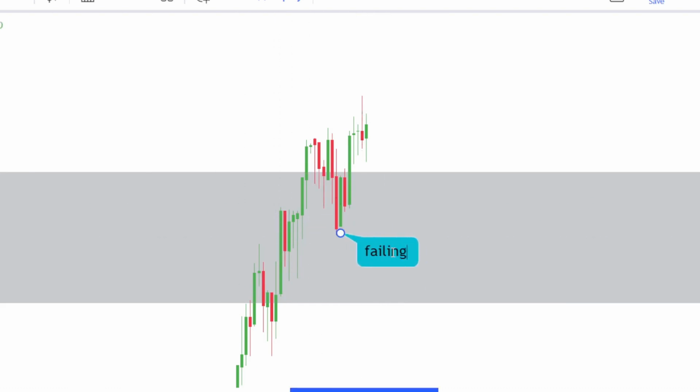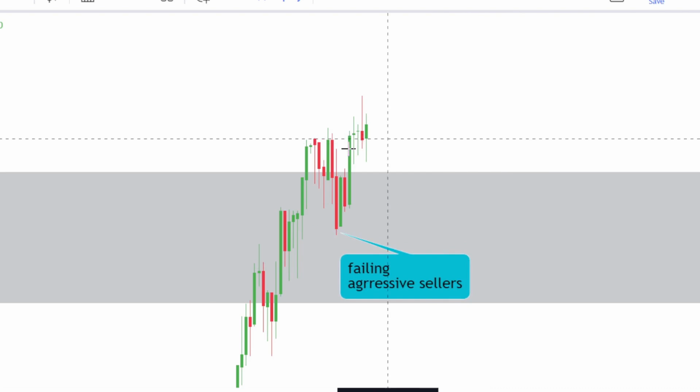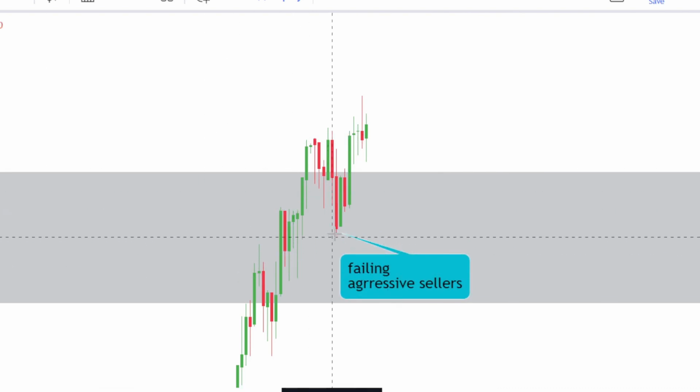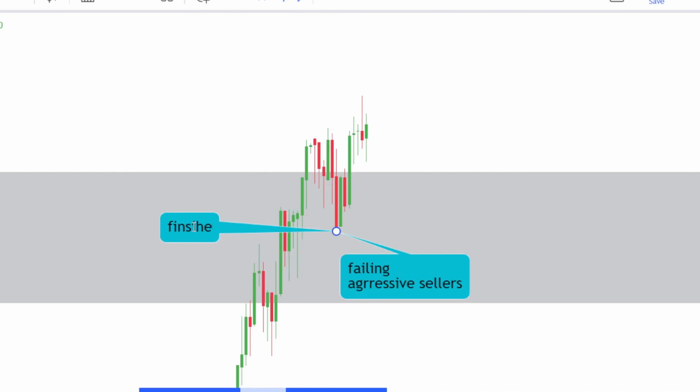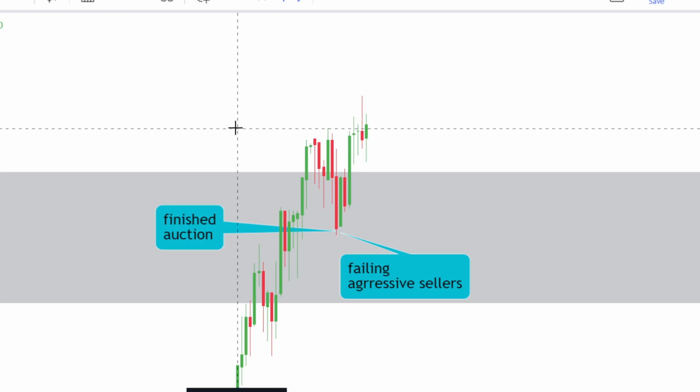This is failing aggressive sellers, hence why we see a negative delta. And we see a finished auction. The way you want to understand a finished auction is that buyers and sellers have kind of agreed. You can essentially see it as an argument between buyers and sellers that has ended. When you see a zero, it represents that that argument has ended and price is now willing to move in a certain direction. And how do we identify that direction? From using the aggressiveness of sellers and buyers.